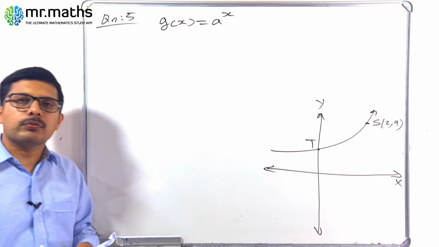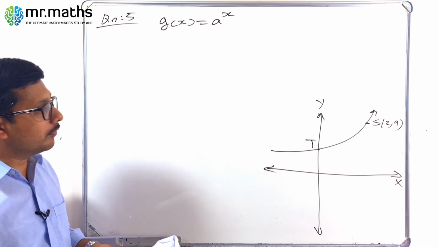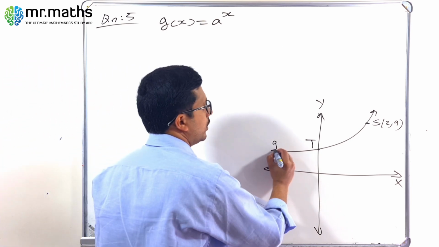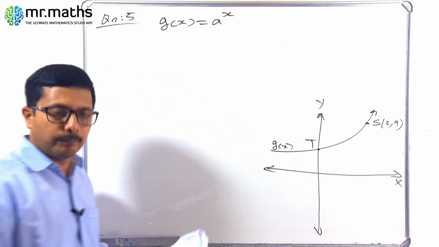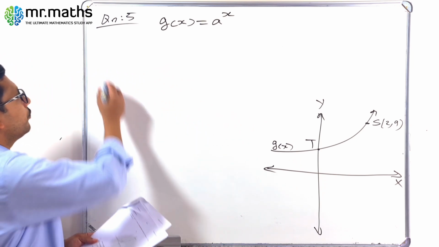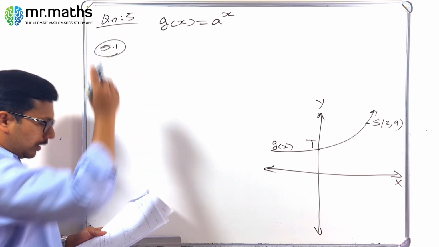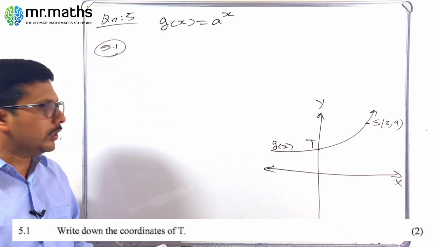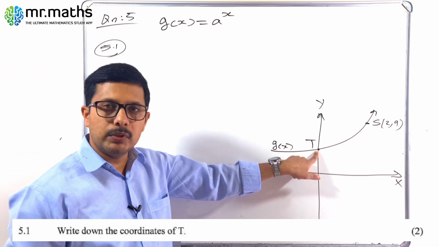Now there is a graph drawn like that also. What is the equation of this graph? This is g of x. Now the first question, question number 5.1. What is that question? Write down the coordinates of T. You have to find the coordinate of this T.